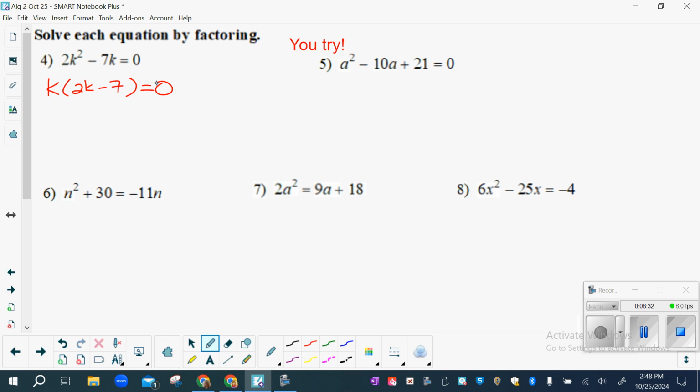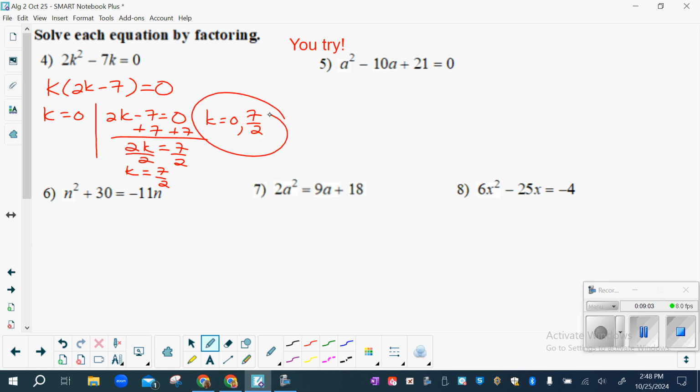We don't have parentheses here, but it's still multiplication. So we're going to set k equal to 0 and 2k minus 7 equal to 0. We're done with k equals 0, right? Nothing to solve. You already have the solution, and then we just need to solve this one. So we get k equals 0 or 7/2. Now I want you to do the You Try number 5 on your own.